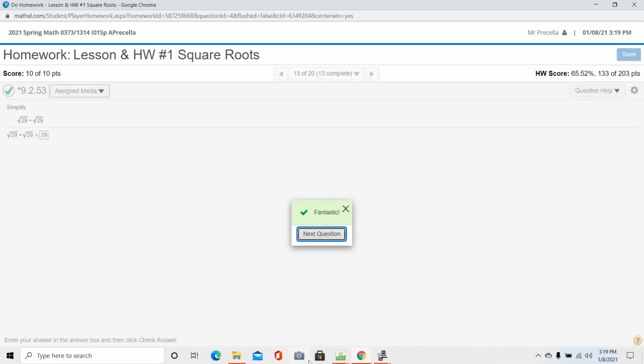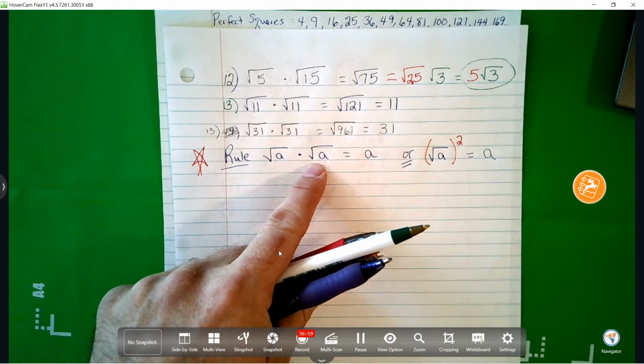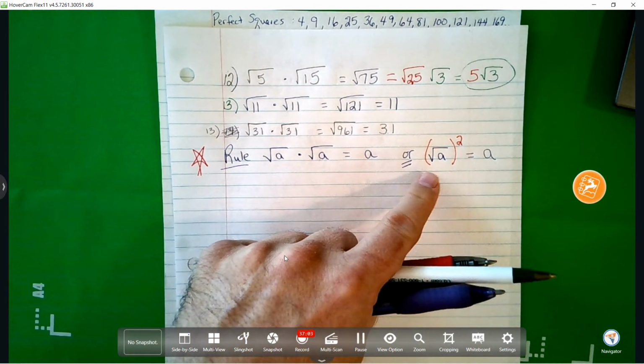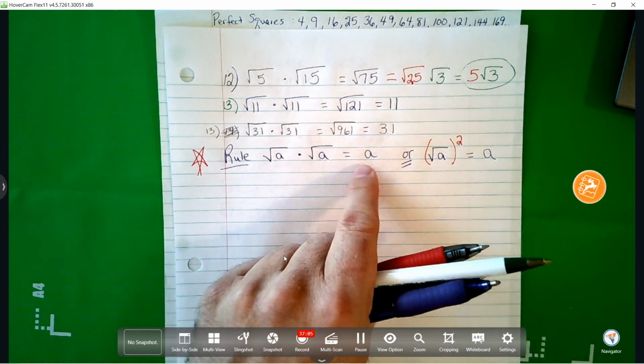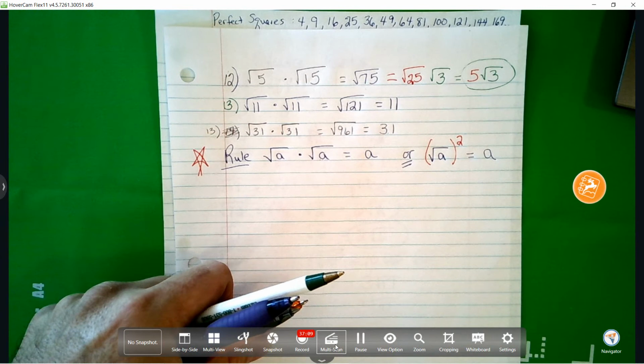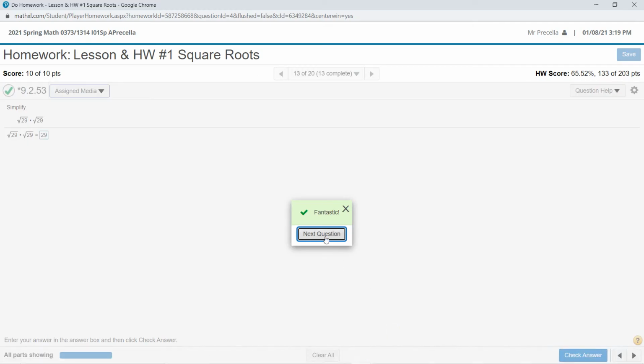So, we'll remember, or try to remember this rule. We'll use it all semester long. It'll pop up. Square root times itself, or square root squared. They both mean the same thing. It's just whatever's under that square root symbol. Okay? So, let's see the next question.